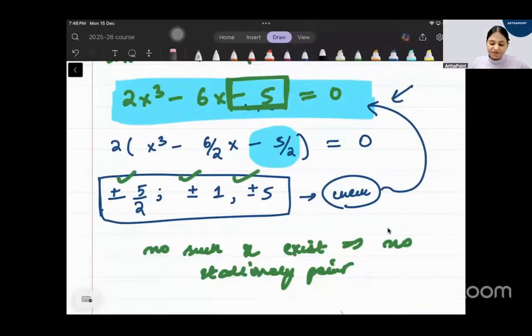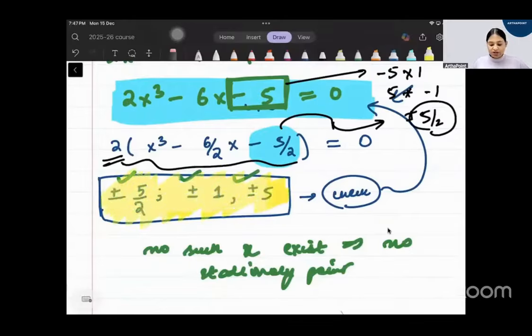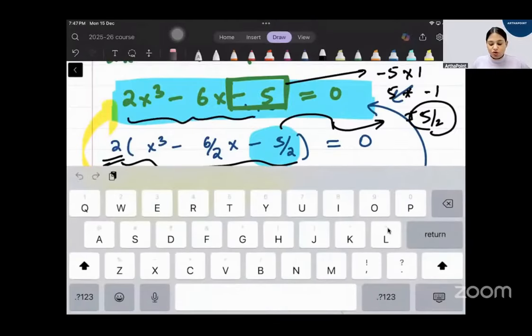So if it is -5, it is -5 into 1, 5 into -1. And if I take 2 common, then I get additional. इसको I can rewrite this equation as -5/2. तो plus minus 5/2. तो only at these 6 x's, I will check this equation. And I will see कि कहीं पे ये जीरो हो रहा है या नहीं हो रहा है.